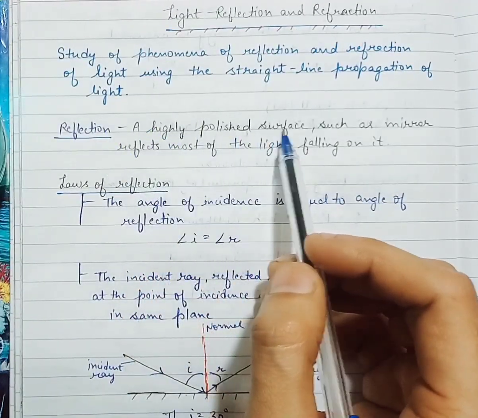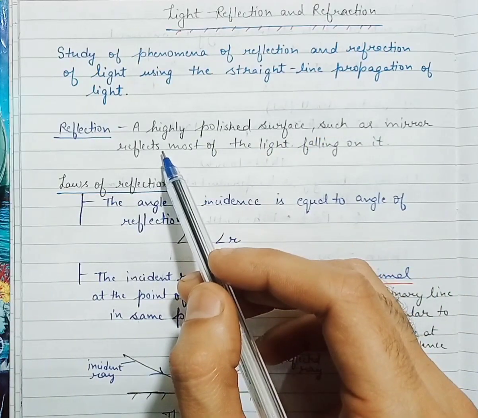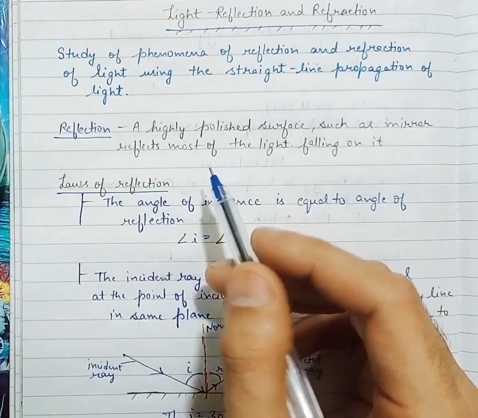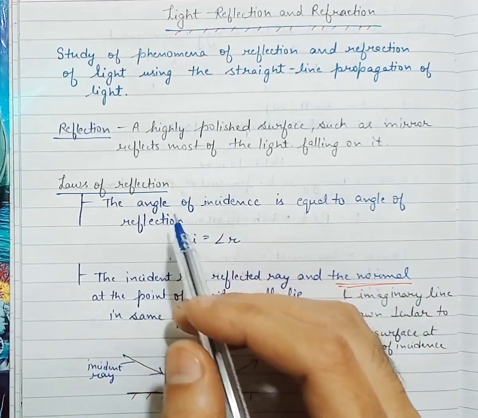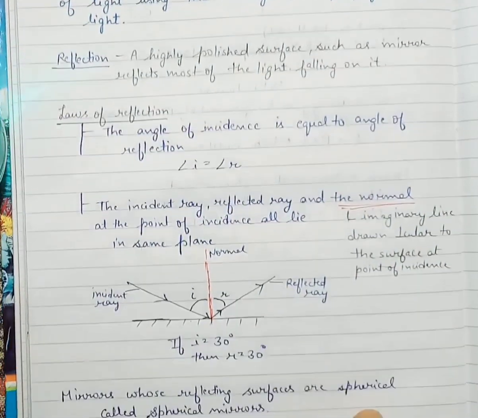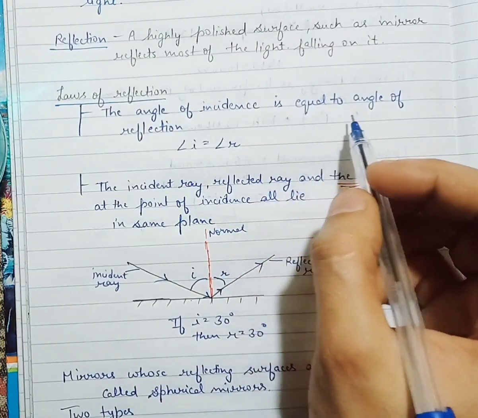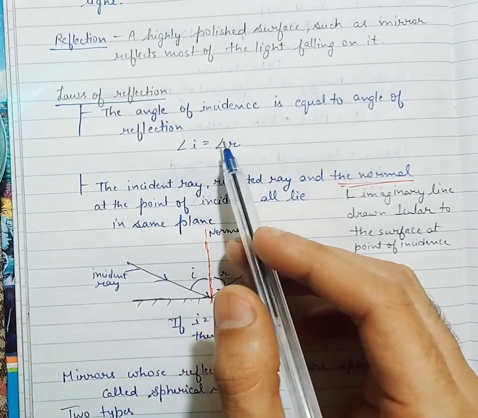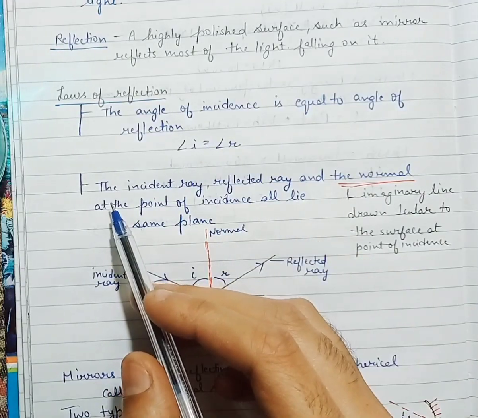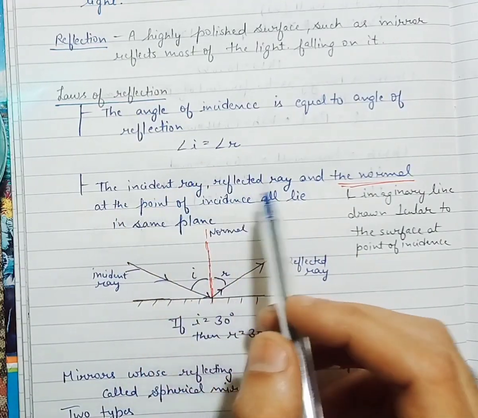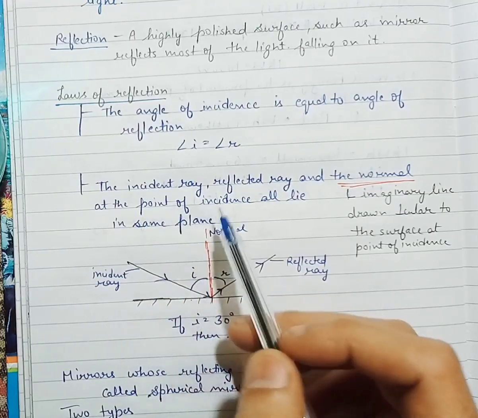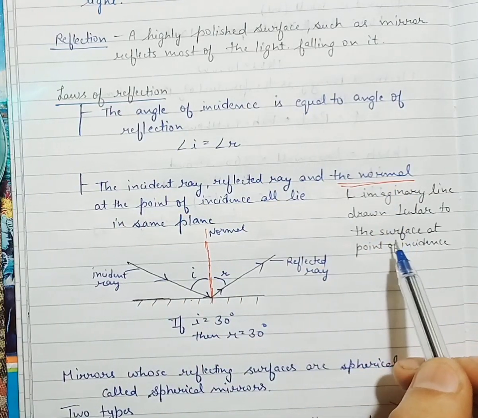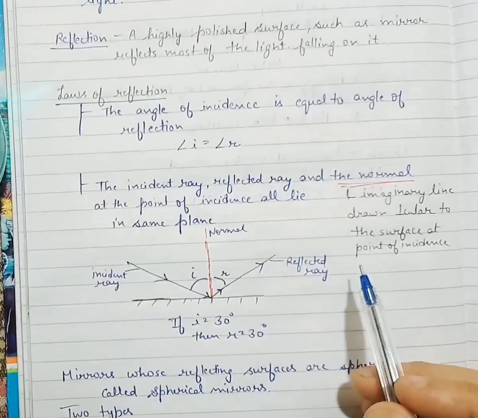A highly polished surface, such as a mirror, reflects most of the light falling on it, and this concept is known as reflection. There are some laws of reflection. The first law is that the angle of incidence is equal to the angle of reflection, so angle I equals angle R. And the second law is that the incident ray, reflected ray, and normal at the point of incidence all lie in the same plane. The normal is the imaginary line drawn perpendicular to the surface at the point of incidence.